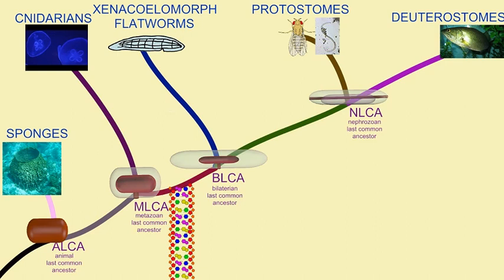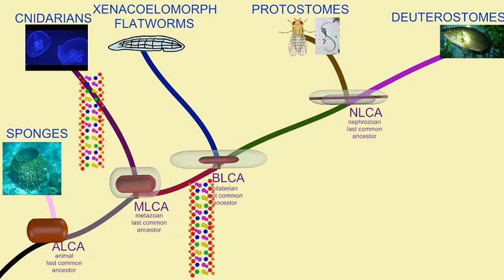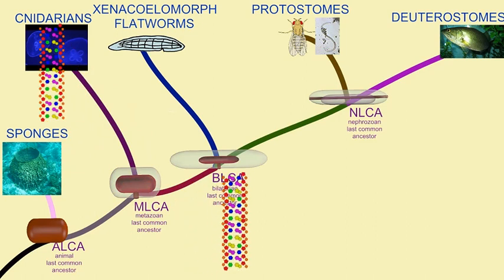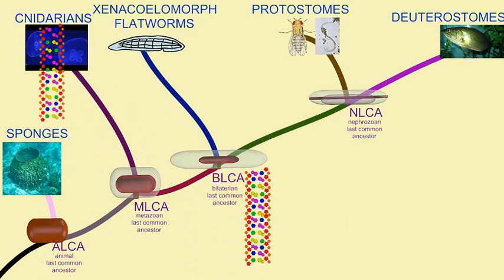In order to demonstrate some complex ideas on how DNA sequences can be used to classify relationships between organisms, I'd like to simplify it a bit. Let's imagine that the last common ancestor of metazoans possessed this sequence, which was then passed down to its Cnidarian descendants and its bilaterian descendants.